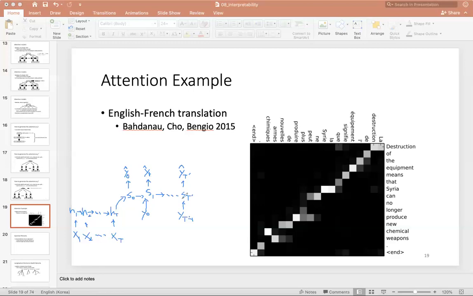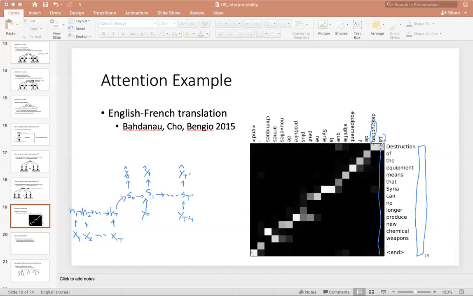Of course you can imagine that every single time you predict Yi, the attention distribution, or the alpha weights, will be different. When you're predicting "la" and when you're predicting "destruction", the attention weights will be different. So that's what's happening here. You fed the entire English sequence into your RNN, and then you're trying to predict "la". And when you're trying to predict "la", the attention distribution is like this.